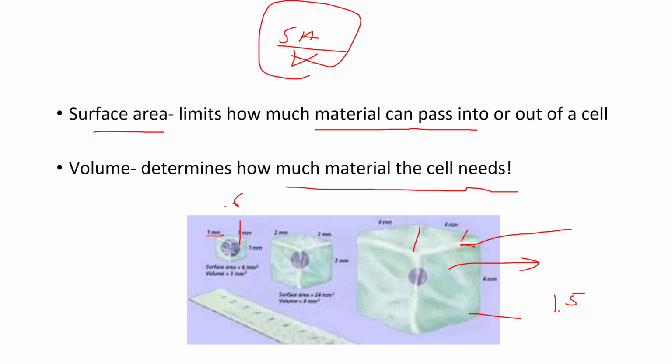Meaning there was a whole lot of edge compared to the space inside, meaning it was easy to get enough stuff into this cell to keep it alive. But it's going to be very hard to get enough stuff into this cell and out of this cell to keep it alive, because the volume has increased out of proportion to the surface area. And that's an important concept for understanding the structure and function of a lot of our organ systems.